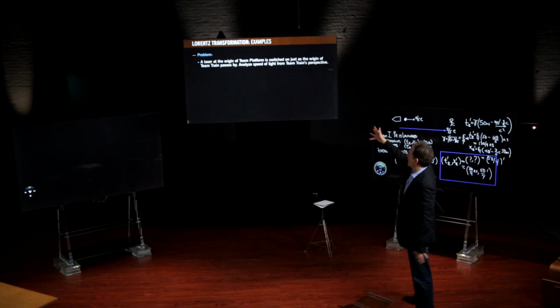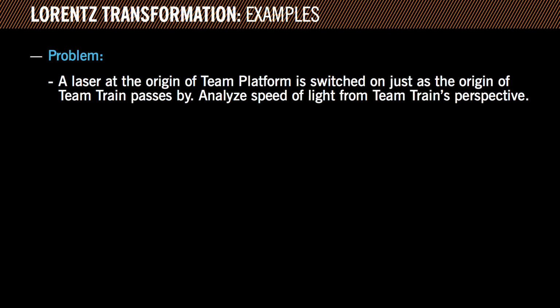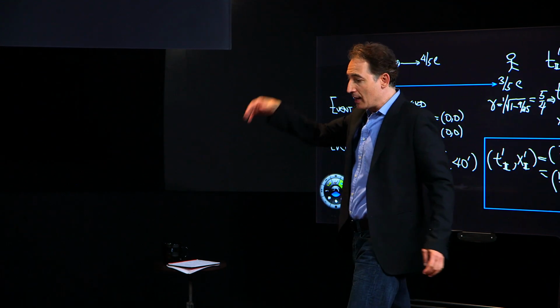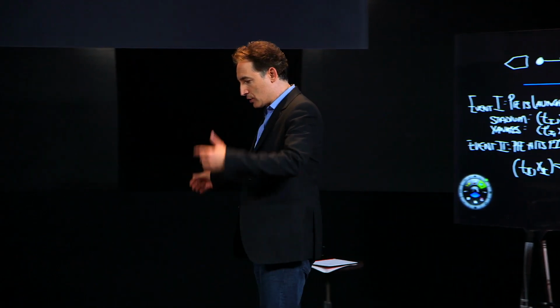We are going to imagine that a laser is at the origin of team platform. We switch it on just as team train goes by, right? The laser is firing. Team train folks, George and his friends, are looking at the laser, and we want them to calculate the speed of the laser from their perspective. We know what the answer has got to be.